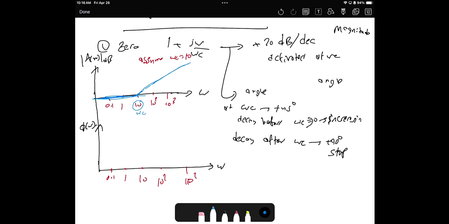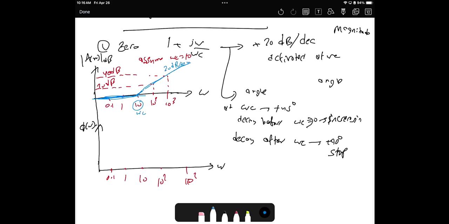So the slope here is 20 dB per decade. This means at 10 power 2, it will be 20 dB. At 10 power 3, 20 plus 20, 40. That's what's happening: it is the slope every decade. When we move from 10 power 1 to 10 power 2, it will be 20, then 10 power 2 to 10 power 3, plus 20, and so on. That's how it looks. Okay? Understand?